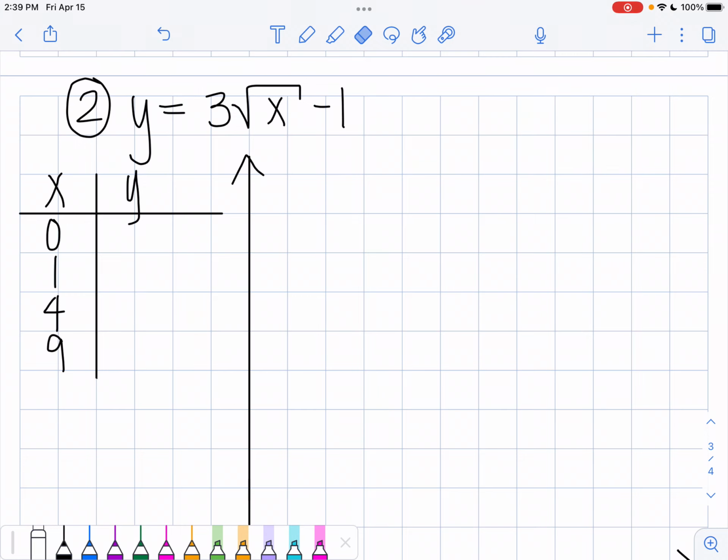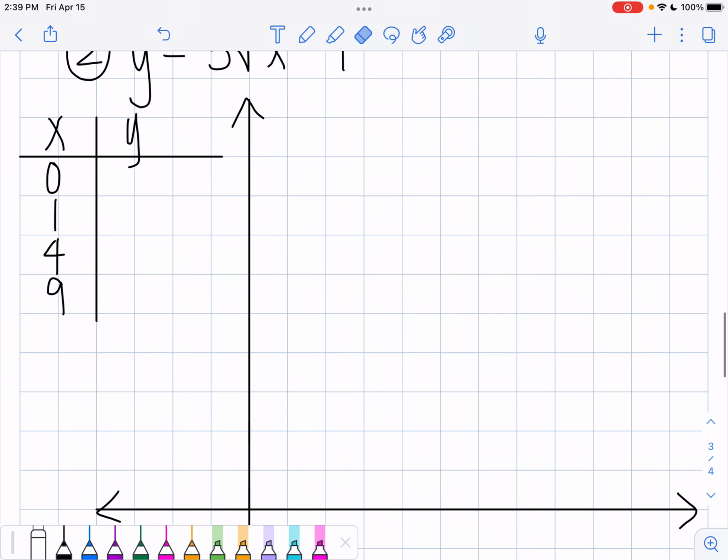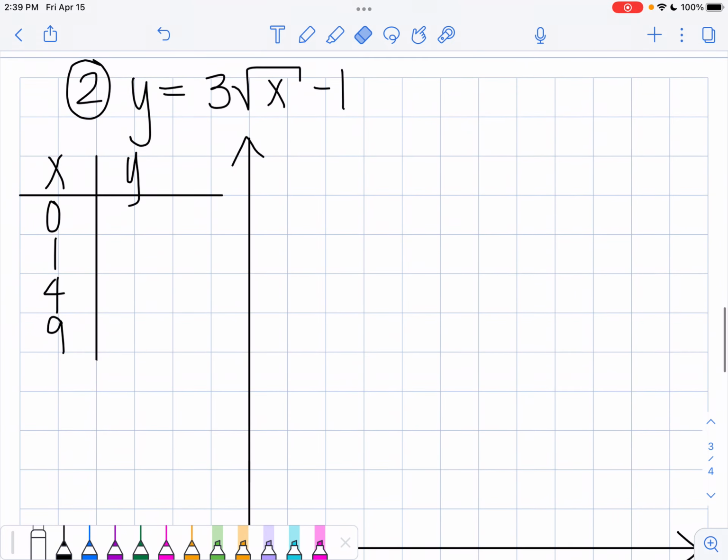So down in my next example here, I'll erase those, sorry about that. I already have my graph drawn, and I'm going to plug in my numbers. So I have 3 times the square root of 0 minus 1. The square root of 0 is 0, 0 times 3 is 0, and 0 minus 1 is negative 1. Then I plug this in. 3 times the square root of 1 minus 1 is equal to, well, the square root of 1 is 1, 1 times 3 is 3, and 3 minus 1 is 2. Okay, so then I have 3 times the square root of 4.